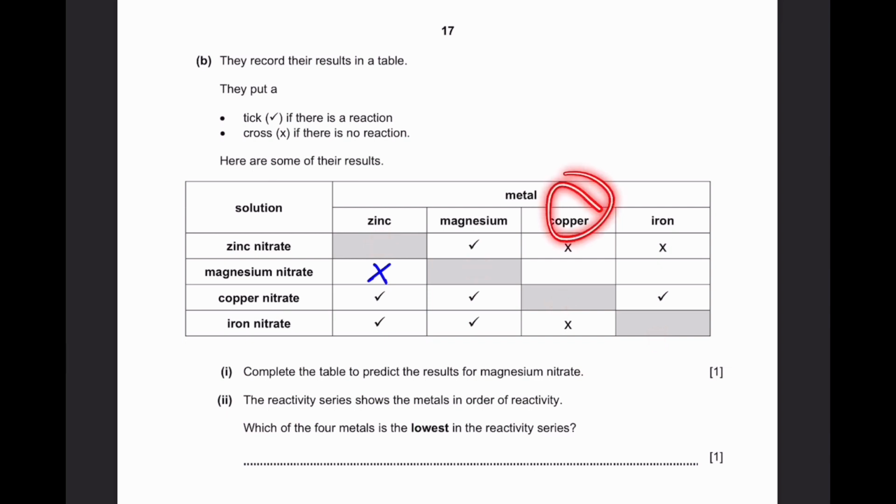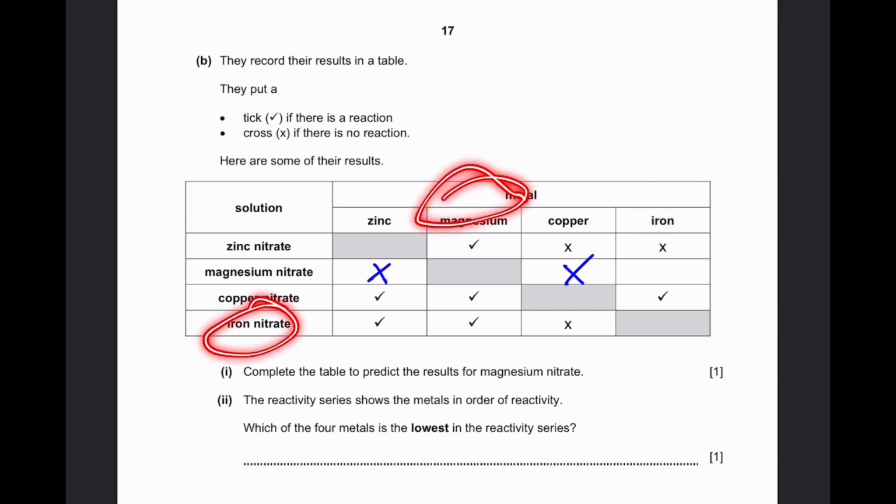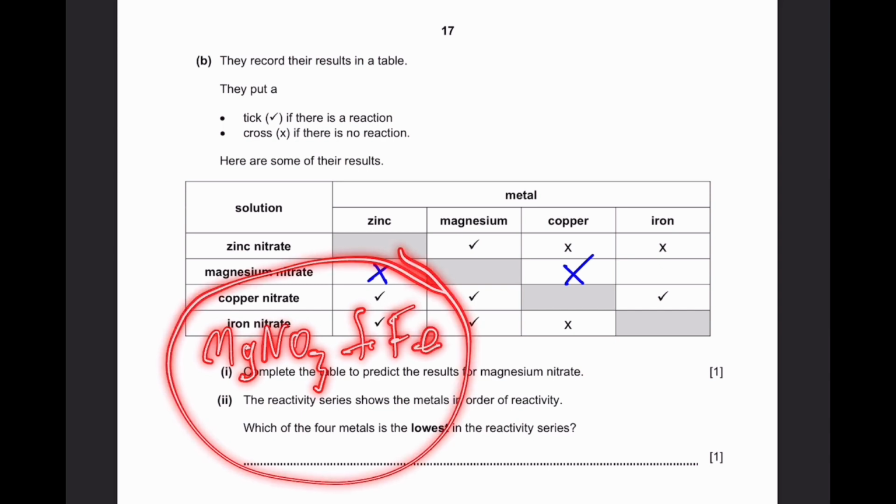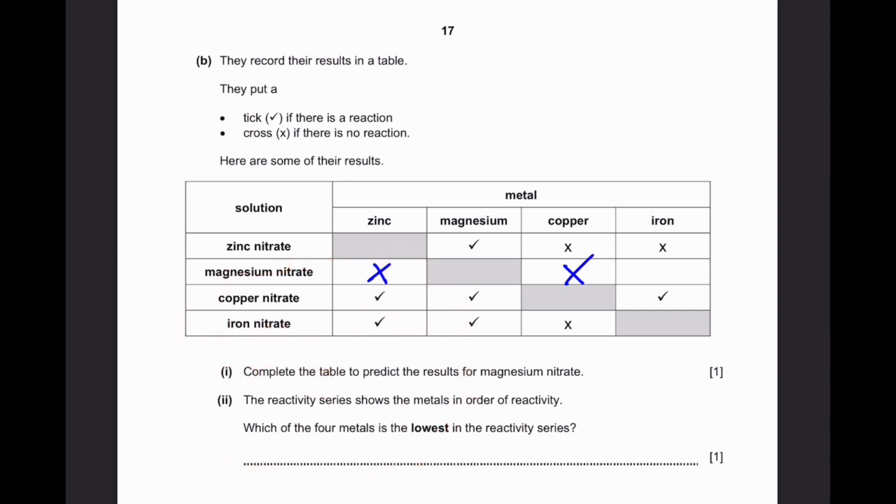Now copper and magnesium nitrate. If you see copper nitrate and magnesium does react with copper nitrate, which means copper cannot react with magnesium nitrate, cannot displace magnesium nitrate. Now iron. If you see iron nitrate and magnesium does react with this to form magnesium nitrate and iron. These are the chemical formulas. So we see magnesium nitrate cannot react with iron either because iron has lower reactivity than magnesium.